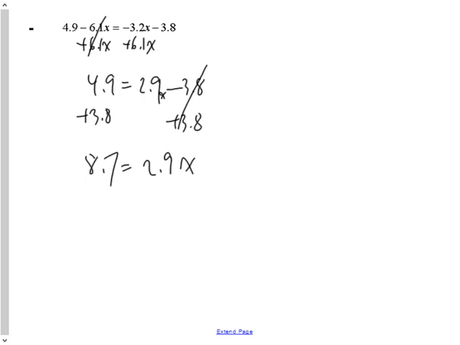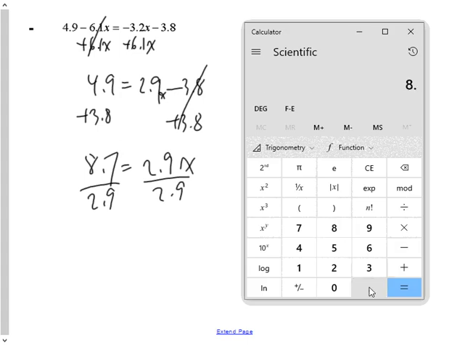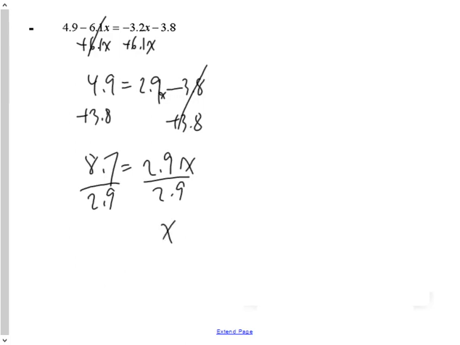I think I see a repeating decimal coming on here. Am I wrong? Or is it, oh no, it isn't. It's a terminating decimal, because there's exactly 3 of them in there, isn't there? 8.7 divided by 2.9 is 3. Green giant. x equals 3.